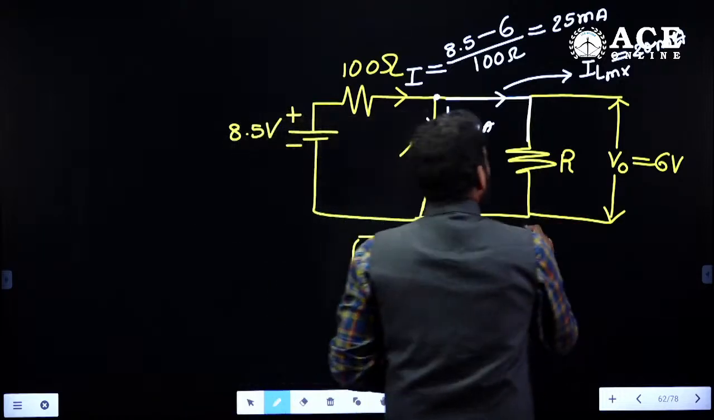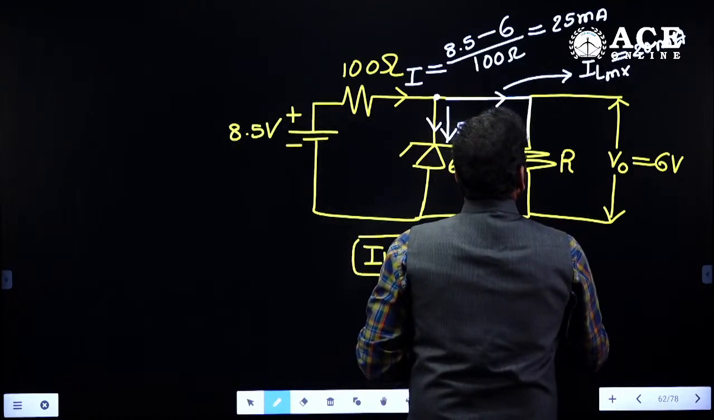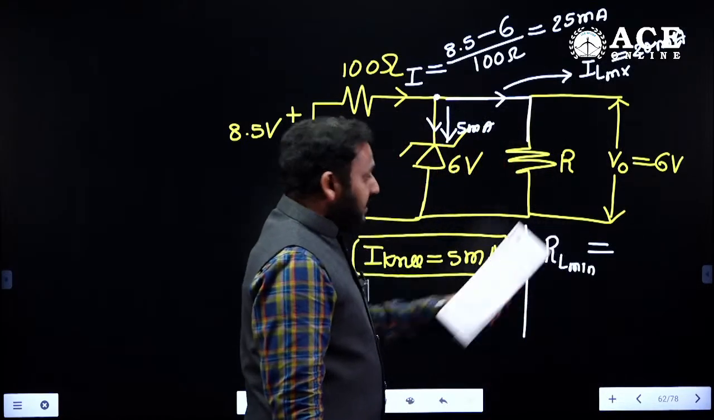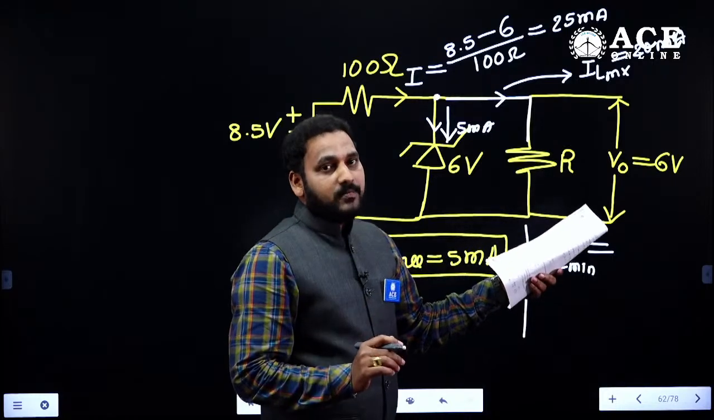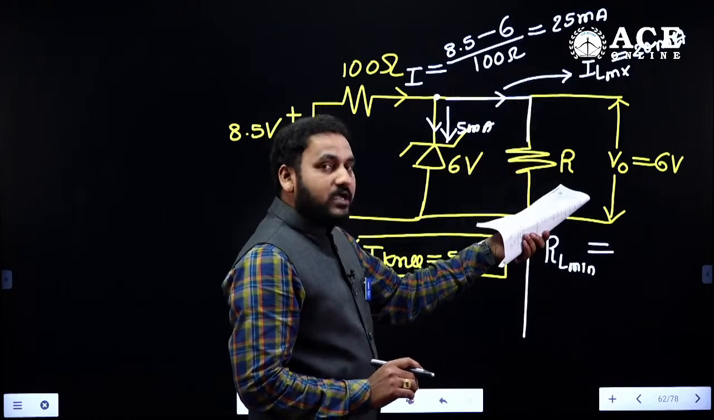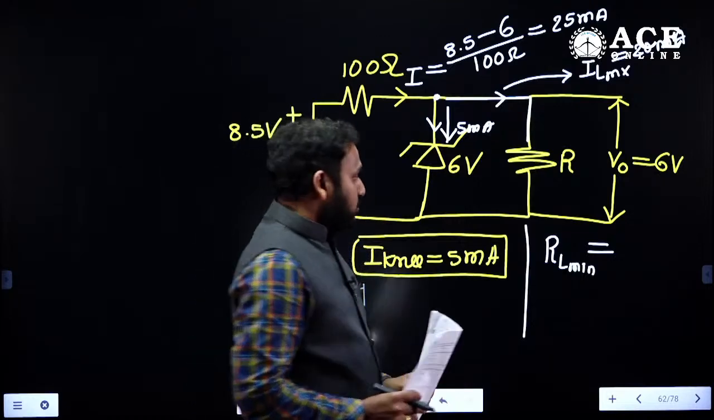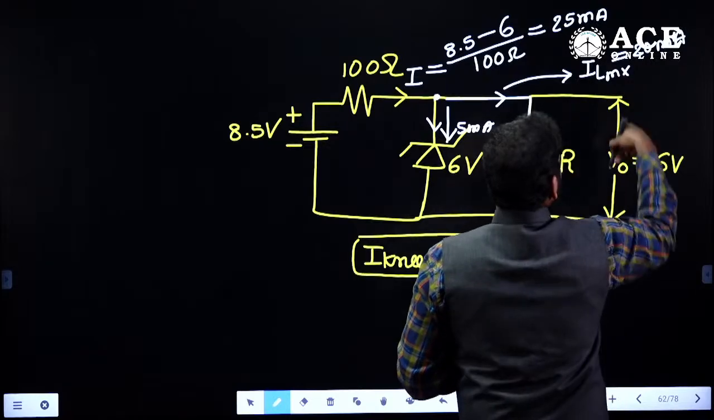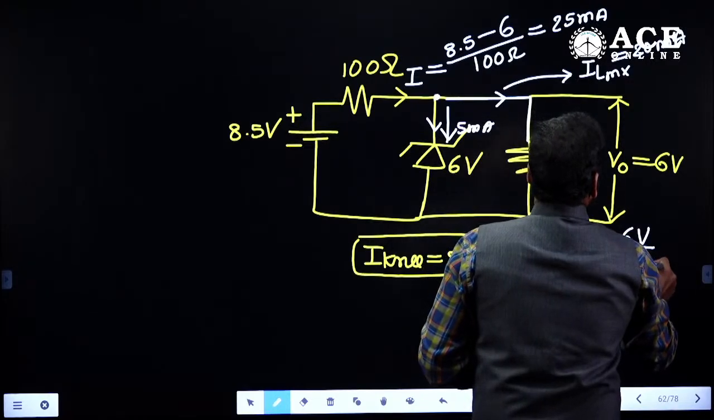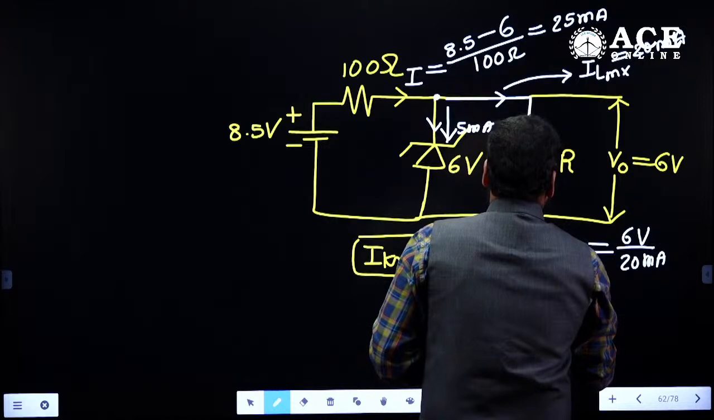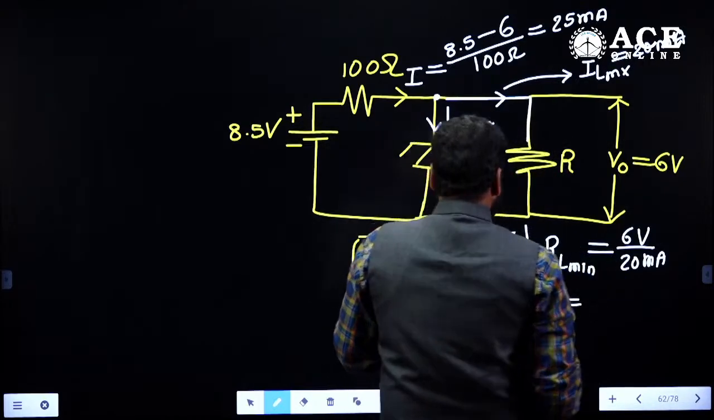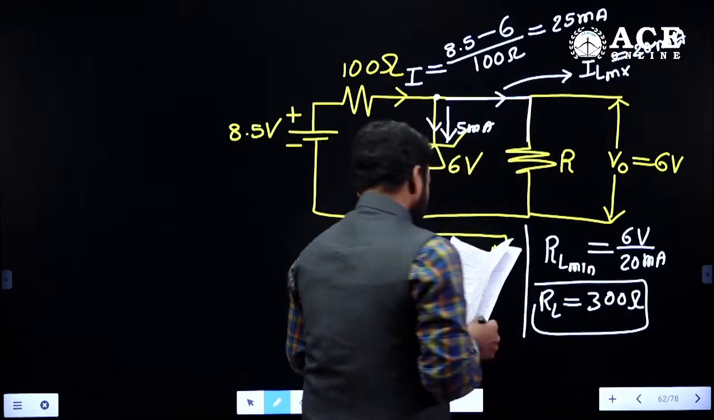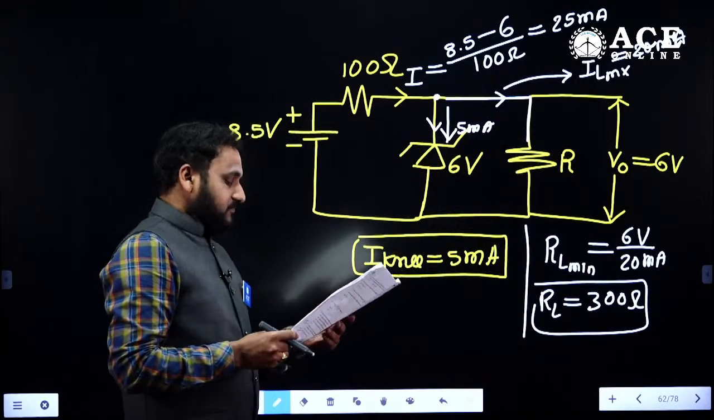resistor. So, what is RL minimum? RL, at least you should maintain. Above this resistance, no problem, but below this resistance it draws more current, and that is not good for the system. So, RL minimum is equal to 6 volts by 20 milliamperes, and RL minimum you will get 300 ohms. That is option D, right?